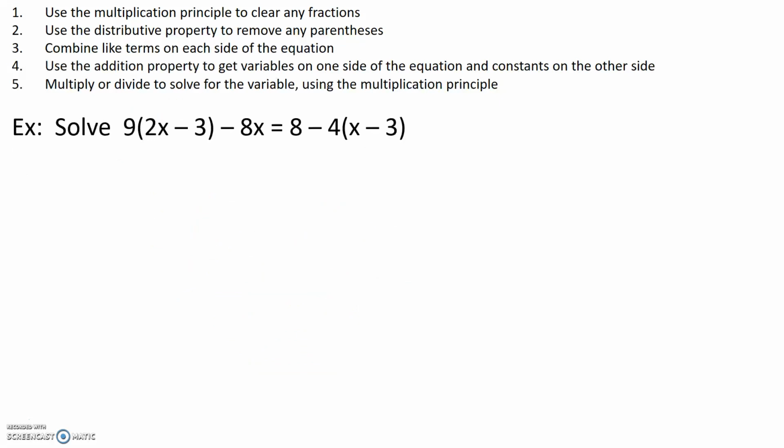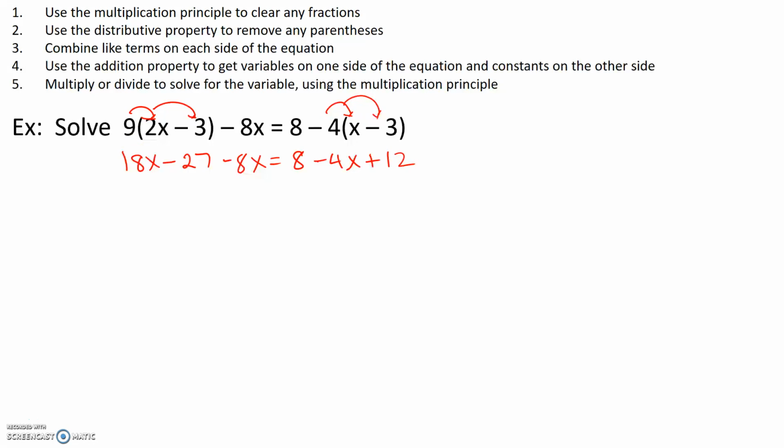Next example, 9 times the quantity 2x minus 3 minus 8x equals 8 minus 4 times the quantity x minus 3. First, we look for any fractions to clear, we have none. So now let's distribute the 9. 9 times 2x is 18x. 9 times negative 3 is negative 27. We also have distribution on the right side of the equation. Negative 4 times x is negative 4x. Negative 4 times negative 3 is positive 12. So we distributed the 9 and the negative 4 to remove any parentheses.